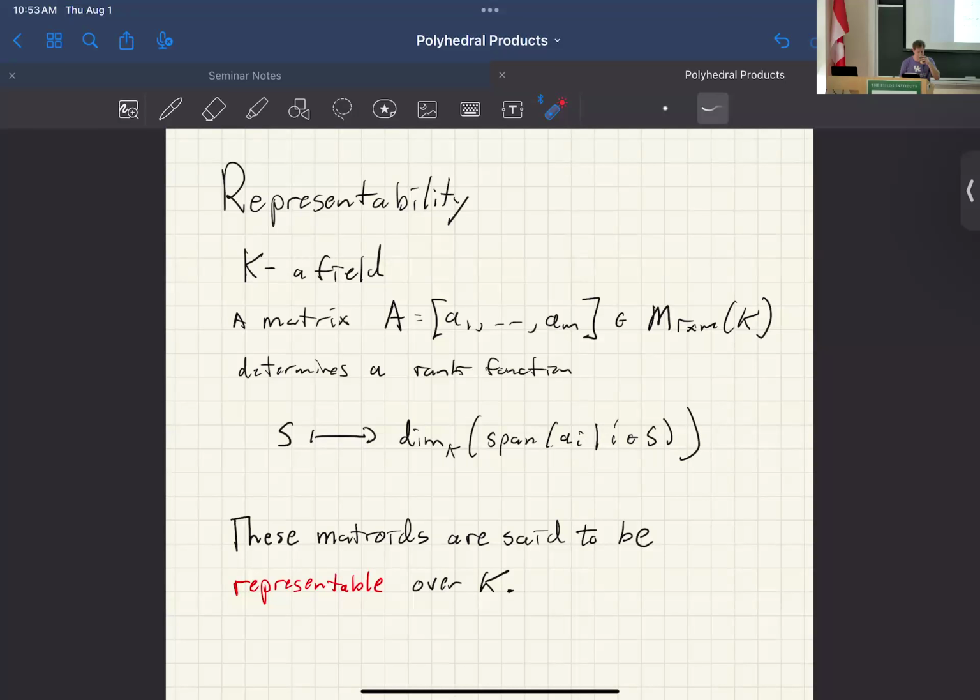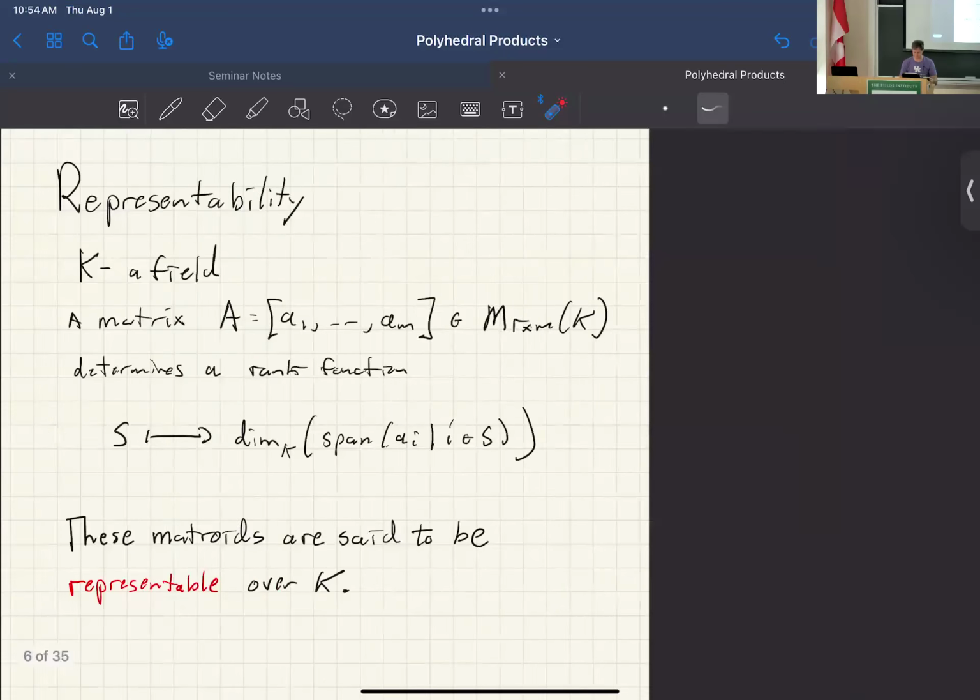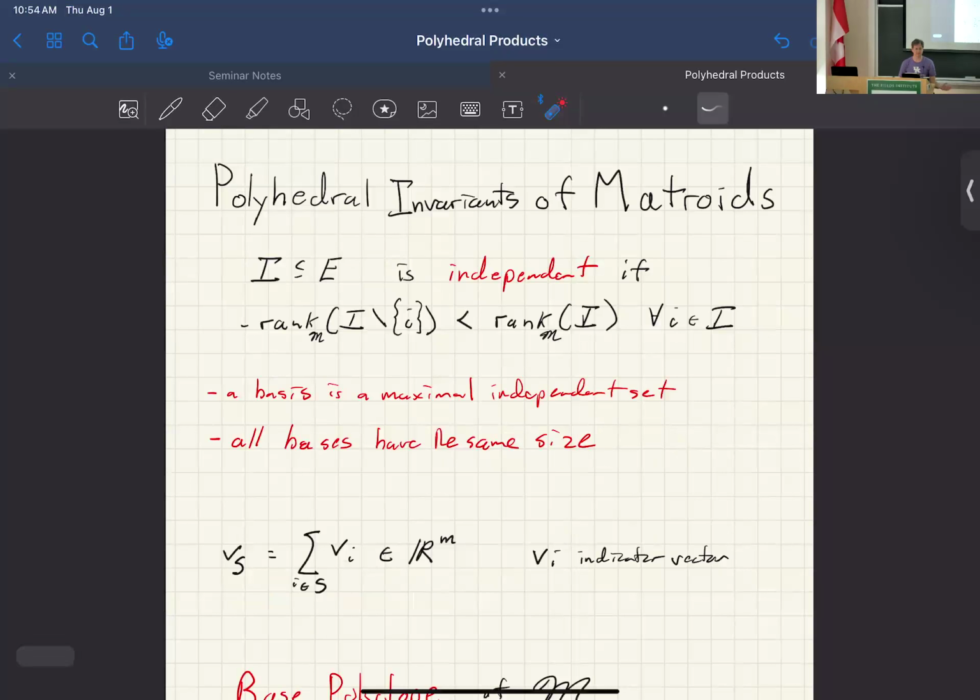All right. So now I want to tell you about some polyhedral invariants, or maybe polyhedral cryptomorphisms of matroids. So I'm going to tell you about two different ways you can make something polyhedral out of the data of a matroid that captures basically all of the matroid in both cases. Right? So a subset of this ground set E is said to be independent if the rank drops whenever you remove an element. So once again, think about a collection of independent vectors.